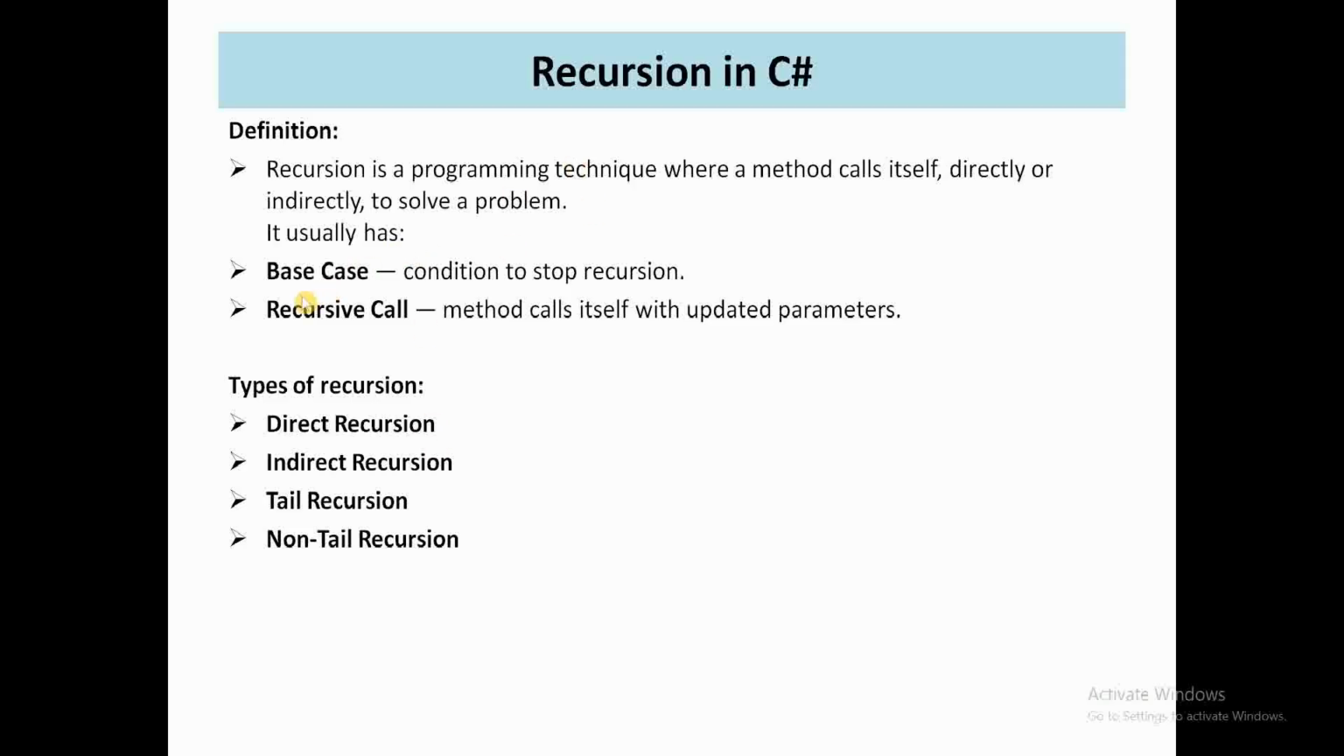It usually has a base case and recursive calls. A base case is a particular condition so that the recursion stops and does not create an infinite loop. For this we have to use a base case, meaning some condition to stop the recursion. In the recursive call, the method calls itself with updated parameters. If we call that method inside itself, we can pass different values through parameters. Here we have some types of recursion: direct recursion, indirect recursion, tail recursion, and non-tail recursion. We can see all of these one by one with examples.